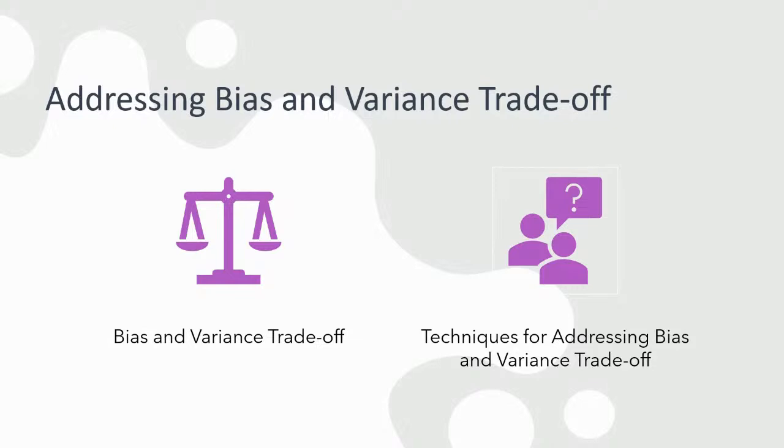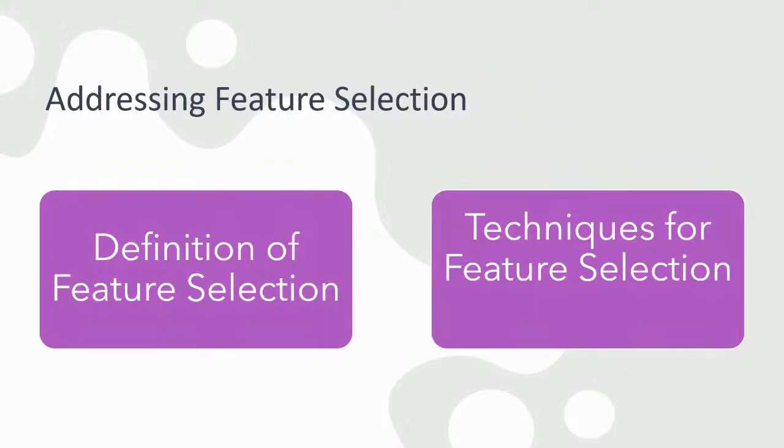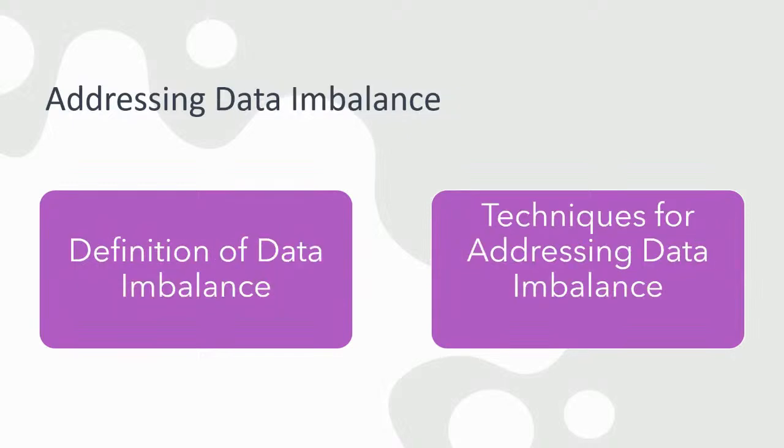Feature selection is the process of selecting the most relevant features for the model. This is important because including irrelevant or redundant features can lead to overfitting or decreased performance. There are several techniques for feature selection, such as methods, filter methods, wrapper methods, and embedded methods.